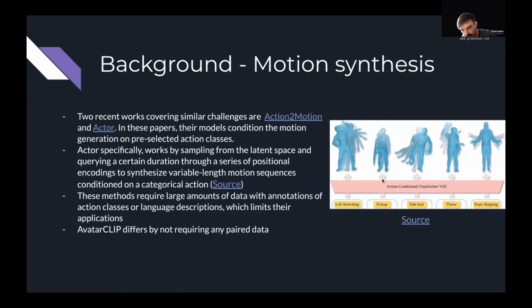Pickup shows bending down to pick something up. Side kick shows a kick out to the side. A throw has a throwing motion with the arm, and rope skipping imitates jumping rope. While this is pretty robust, as you can see, these are actually pretty good approximations of these actions. These methods require, frankly, absurdly large amounts of data with annotations of action classes or language descriptions, and that limits their applications in a lot of ways. AvatarCLIP differs from this because it does not require any paired data.